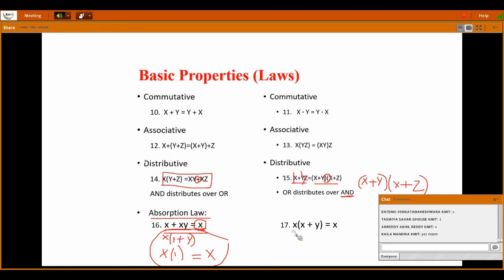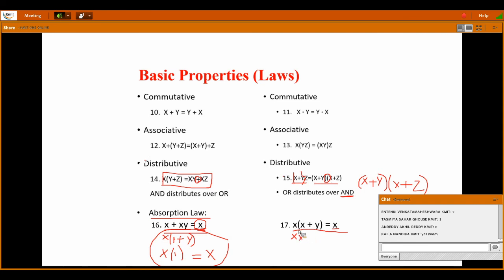Okay. Similarly, you can solve. This is also an absorption law. So this expression is the opposite of this one. Here, as we have seen in the distributive law, first is AND and then OR. So now how are we getting this x in the 17th expression? This also I'll show you, ma. I'll do the simplification and show you.